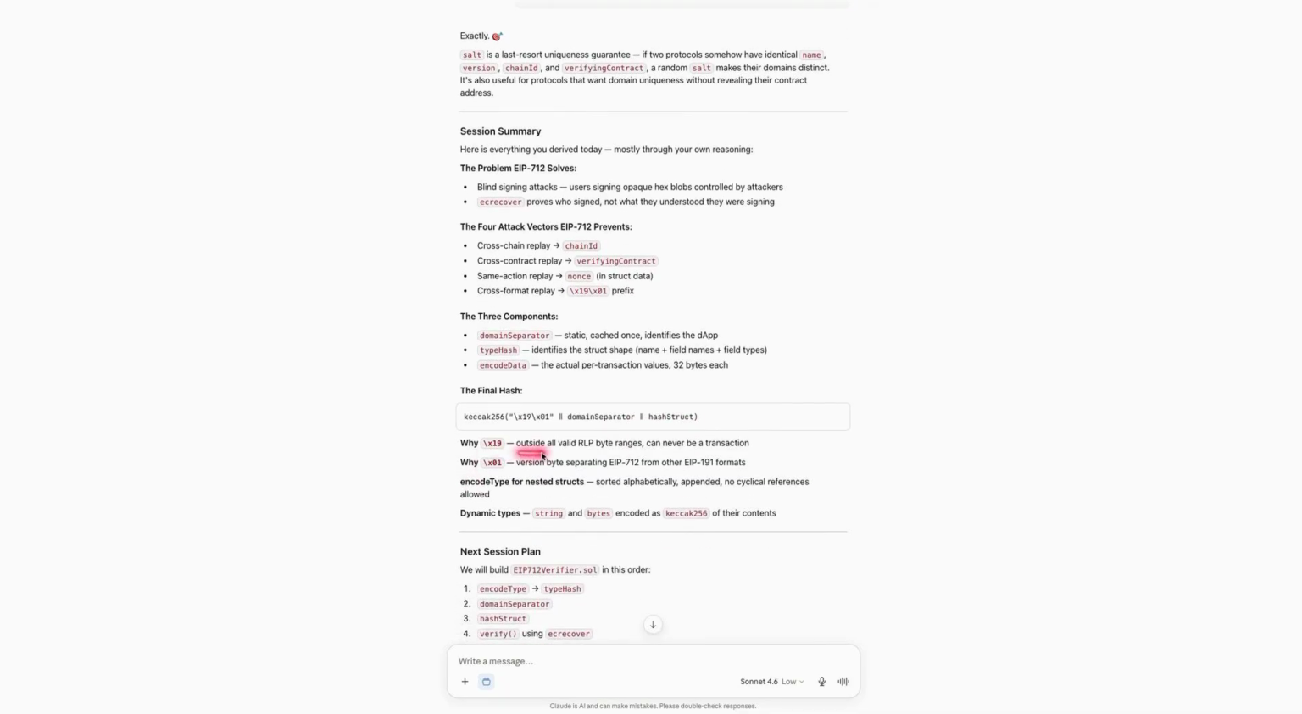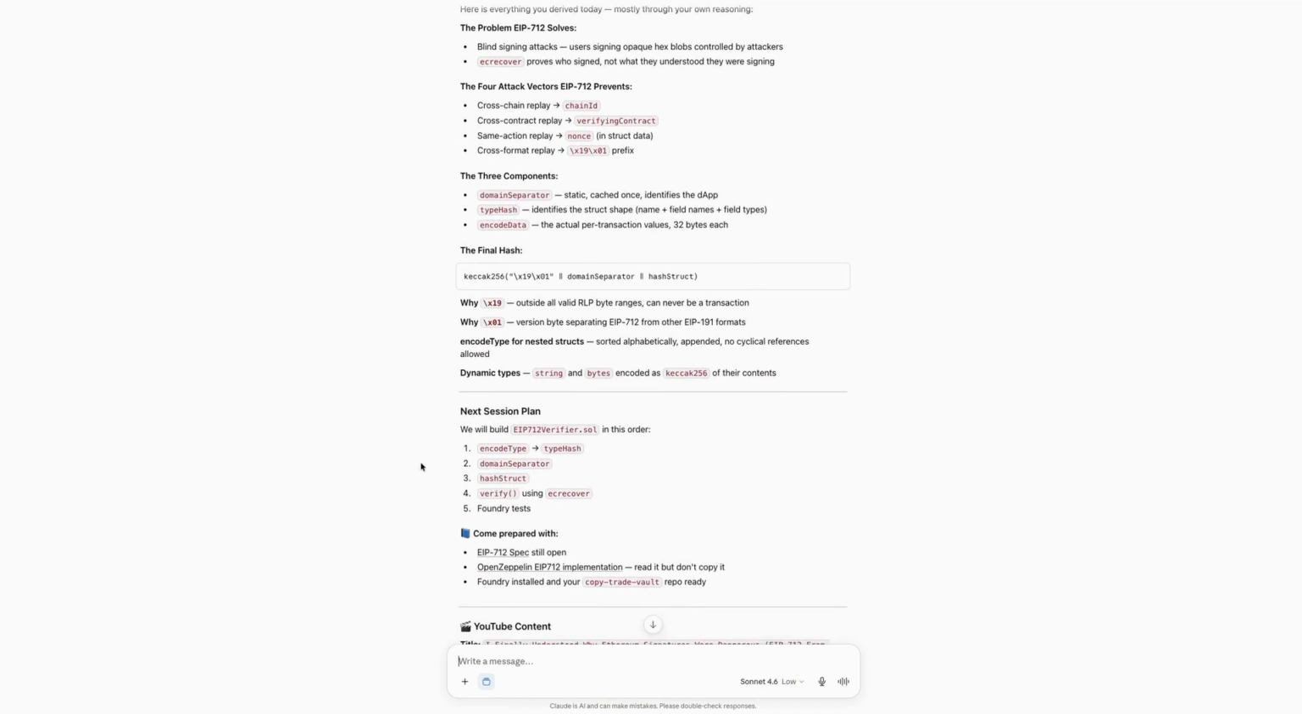0x19 is outside the valid RLP byte range, so it can never be a transaction. 0x01 is the version byte separating EIP-712 from other EIP-191 formats. Encode type for nested structs: sorted alphabetically, appended, no cyclical references allowed. Dynamic types, string and bytes, are encoded as keccak256 hash of their contents.